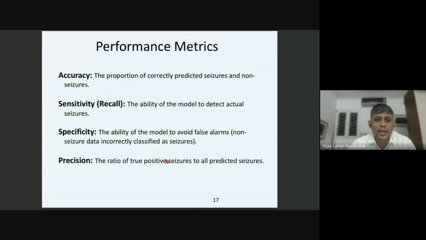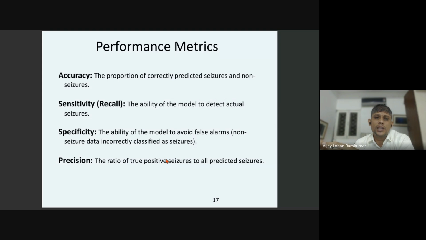While we were discussing all these parameters, there are a few things we really have to focus on, because EEG is one of the signals where we have a very weak signal, with very low frequency and amplitude. That's why the accuracy of the model we design is very important, so that every time it predicts, it should be able to predict seizure and non-seizure properly.